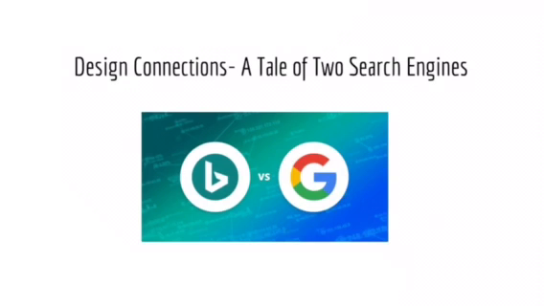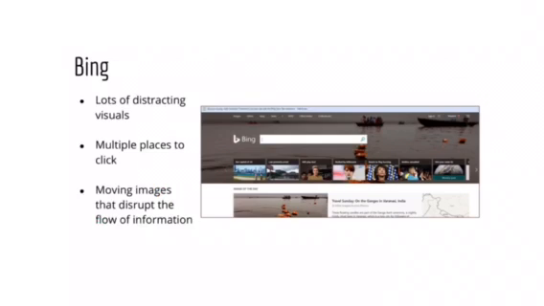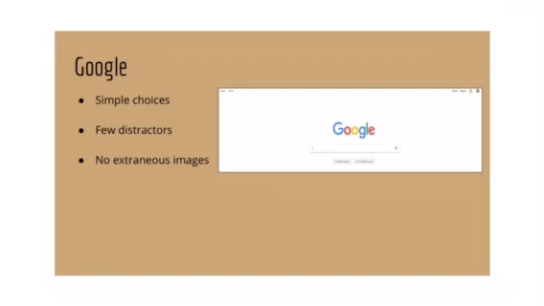Now, let's turn our attention to some connections related to design by investigating a tale of two search engines. I'd like you to consider for a moment the two search engines listed on your screen. That is Bing versus Google. When you access the Bing home page, you are inundated with images. There are multiple places to click and moving images that distract from the flow of information. However, when you click on the Google homepage, you notice there are simple choices. There are very few distractors, and there are no extraneous images that pull your attention away from your goal.